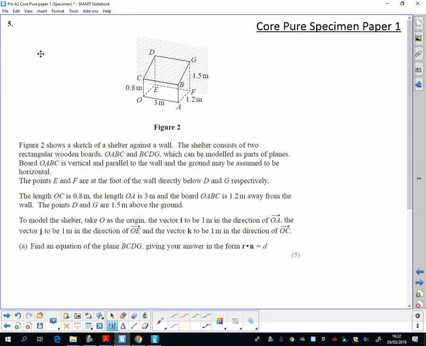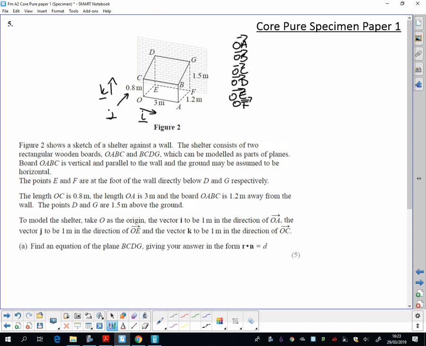Right. Once you got into this, this actually wasn't a very difficult question. You've just got to read all the information and use it correctly. So it tells us this is the I direction, J direction is the direction O to E, and then the K direction is the direction O to C. Now from that, and I don't even know if you need all these, you can write the position vectors of all the points just by looking at the diagram.